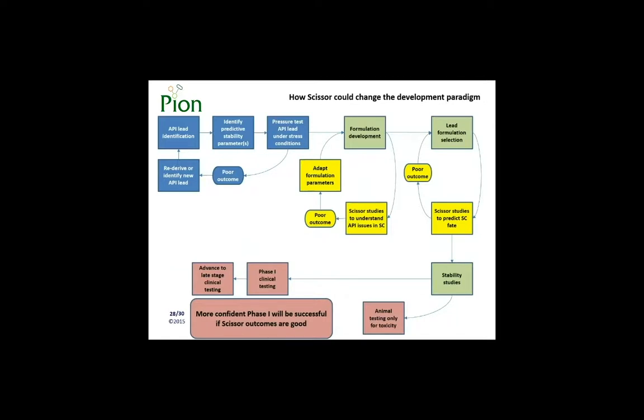Animal testing would only be used for toxicological studies, and candidates selected for human trials could be based on stability data and SCISSOR performance, thus reducing the cost and time associated with animal testing and reducing the prospect of terminating projects late stage.